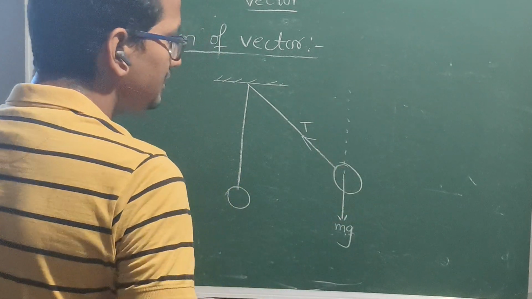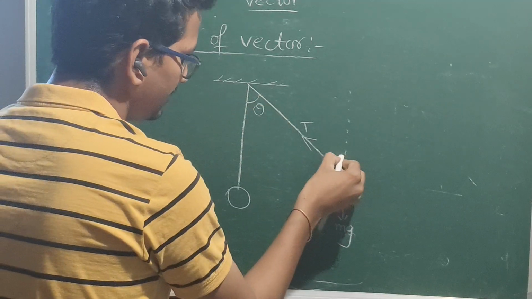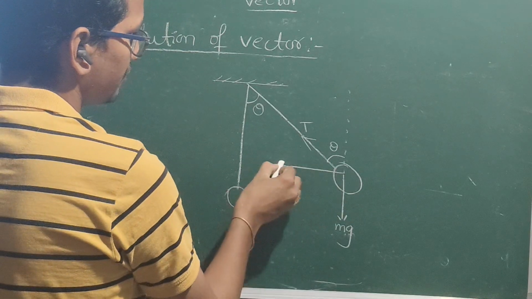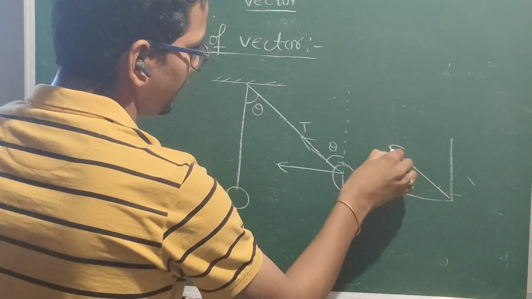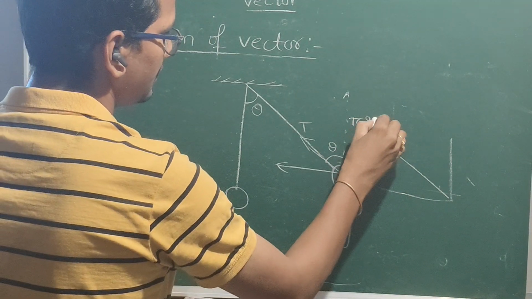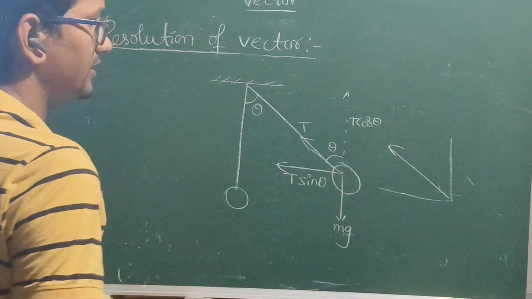But the normal reaction acts in this way. But how much does it change? Here, how much angle is there? The corresponding angle here is also the same theta. This is the resolution of the vector. Theta means what happened? Here it is T cos theta, and here it is T sin theta. Are you able to understand?